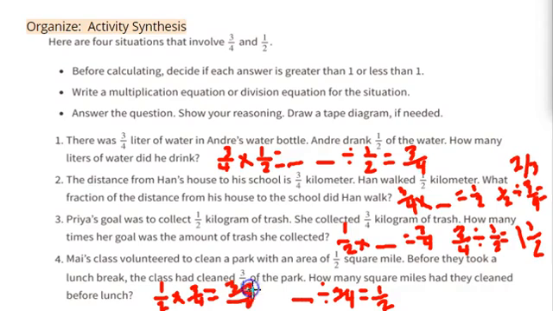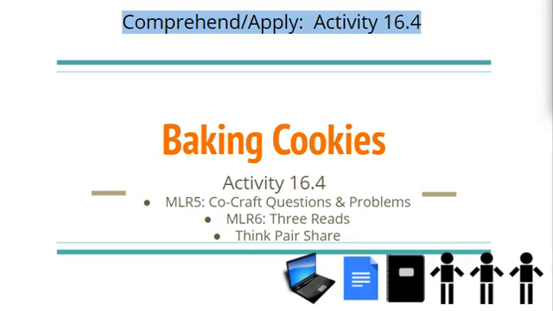3/8 of a mile. Because think about it. If we turn this into eighths, that would be 4/8. We've done 3 out of the 4 groups of 2/8. You're going to have 3/8 of a mile. Square mile, excuse me.